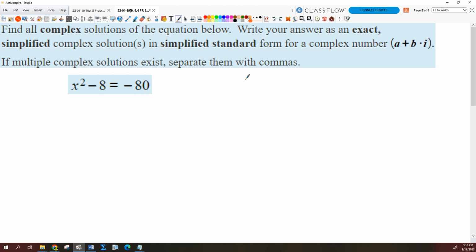Yeah, it's going to be on the third homework. Third homework. No.